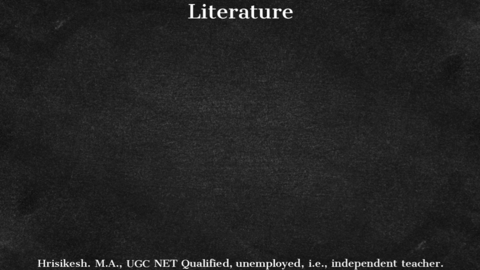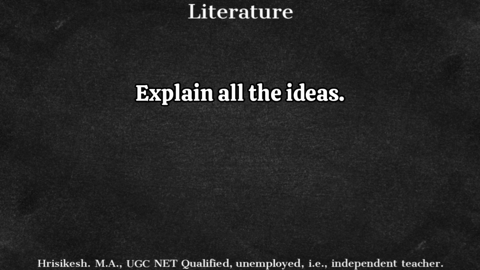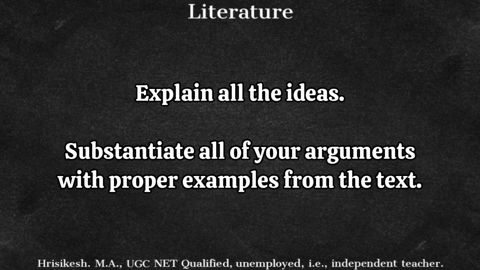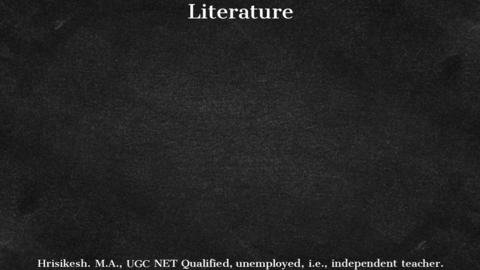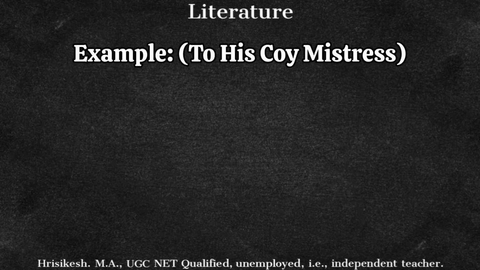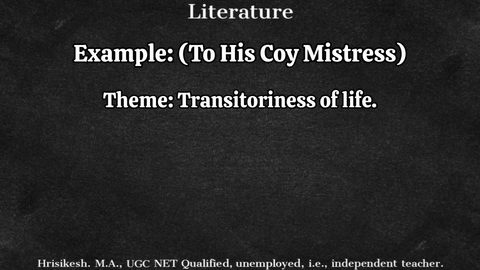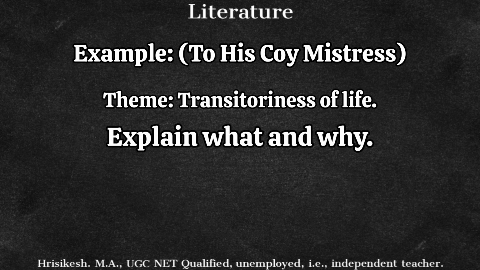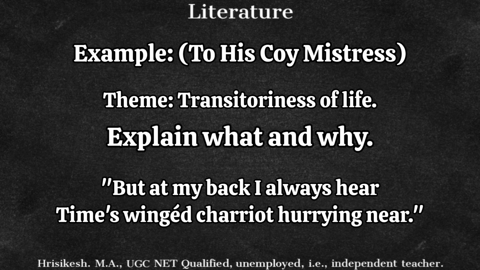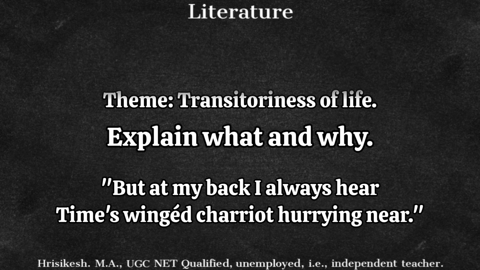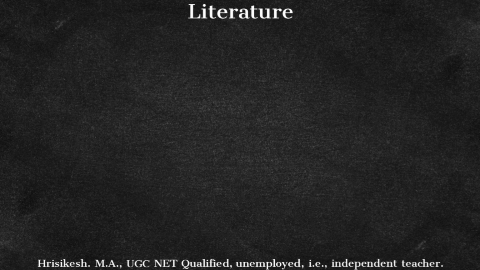Explain all such ideas clearly and substantiate every argument with examples from the text. Suppose you are writing a critical appreciation of Marvell's To His Coy Mistress. One of the themes is the transitoriness of life. You have to explain why the lover speaker in the poem is emphasizing the shortness of life, and then to substantiate your explanation, you quote from the text, "But at my back I always hear Time's winged chariot hurrying near." That's what you have to do about all the themes found in a text.